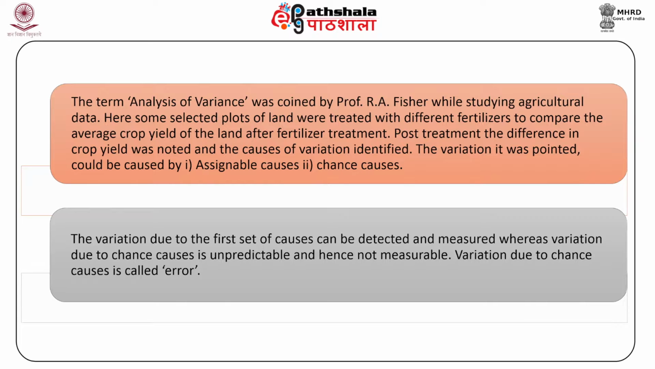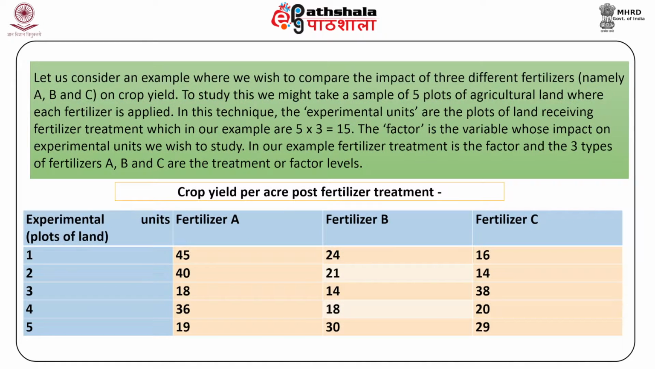The variation, it was pointed out, could be caused by A, assignable causes, and B, chance causes. The variation due to the first set of causes can be detected and measured, whereas variation due to chance causes is unpredictable and hence not measurable. Variation due to chance causes is called error. So let us consider an example where we wish to compare the impact of three different fertilizers, let's say A, B and C, on crop yield. To study this, we might take a sample of 5 plots of agricultural land where each fertilizer is applied.